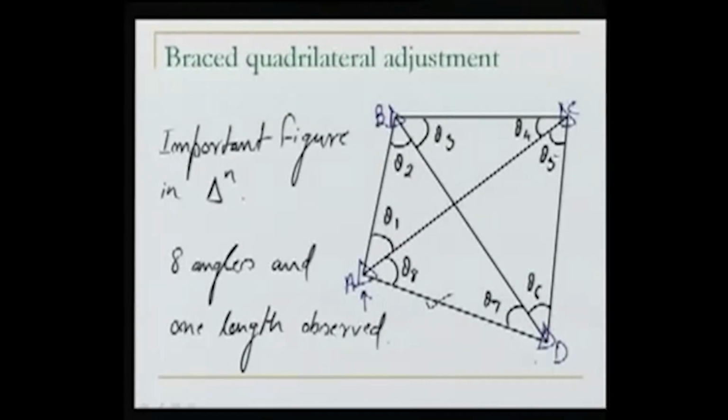What we want to do is, this point is fixed, this point is fixed, and we want to fix B and C. In doing this, we observed 8 angles: theta 1, theta 2, theta 3, theta 4, theta 5, theta 6, theta 7 and theta 8. And this length is already known. So the total number of known or observed quantities is 9 here.